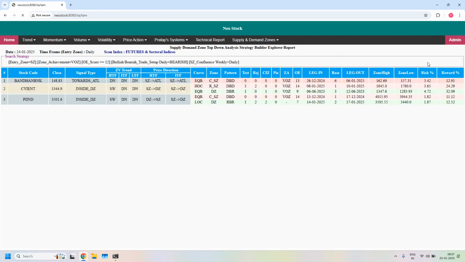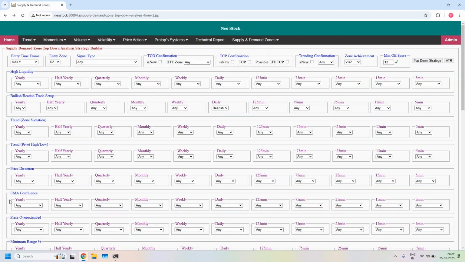So with this filter, out of 3, all the 3 stocks are filtered. Okay. And ITF trend is down. Let us look for EMA confluence on ITF time frame.